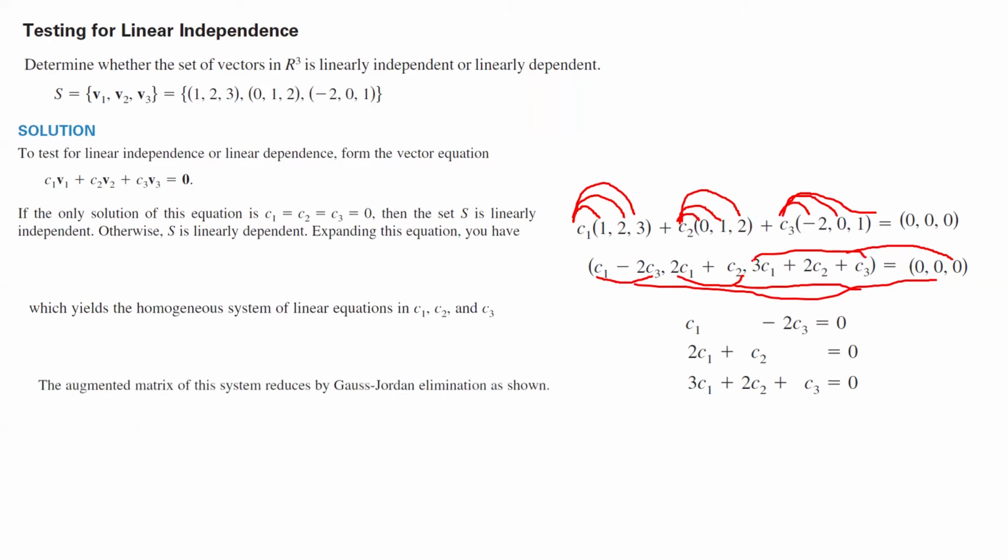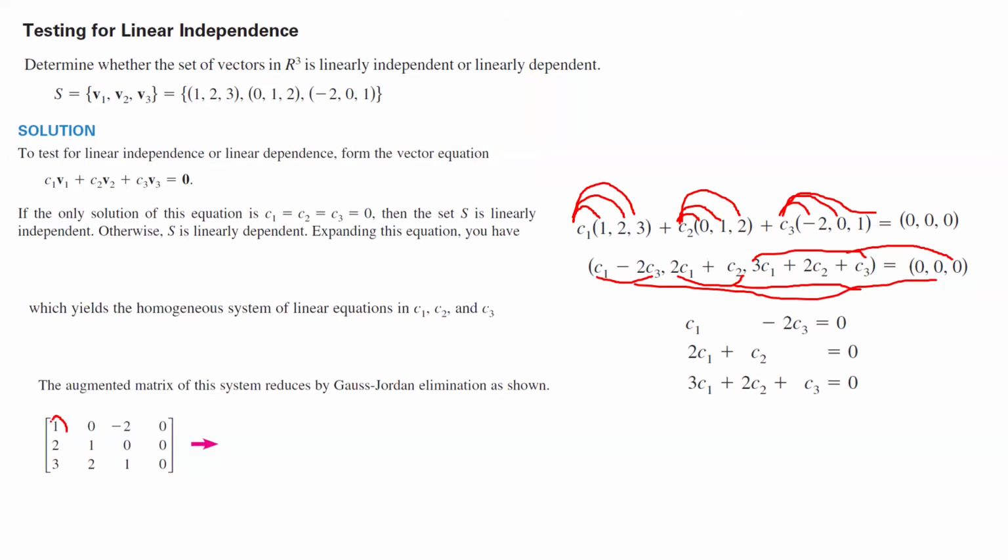Now what? We can form the augmented matrix of this system and then reduce this. So the augmented matrix is 1, which is the coefficient of C1, 0, coefficient of C2, negative 2, which is coefficient of C3, and on the other side you have all 0 constants. 2 is the coefficient of C1, 1 is the coefficient of C2, and 0 is the coefficient of C3, and you have 0. Then 3 coefficient of C1, 2 coefficient of C2, 1 coefficient of C3 is equal to 0. So you can reduce this.